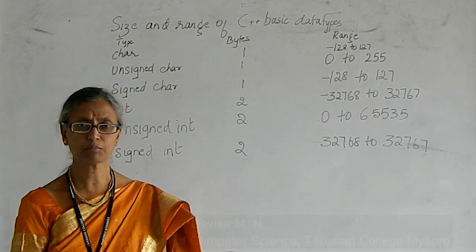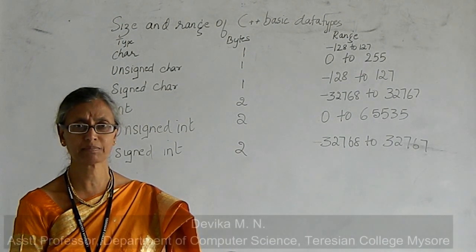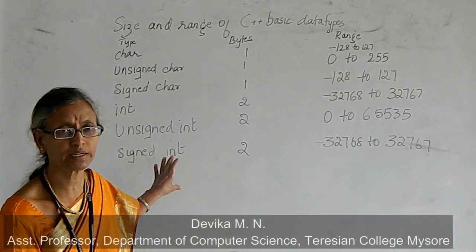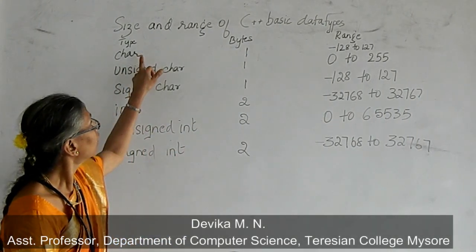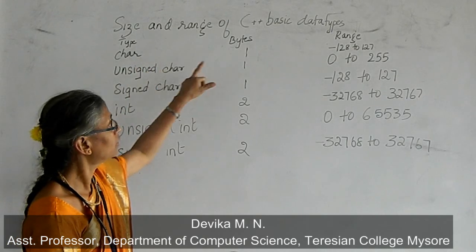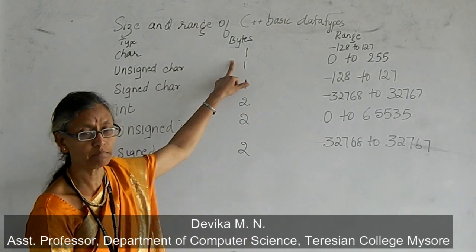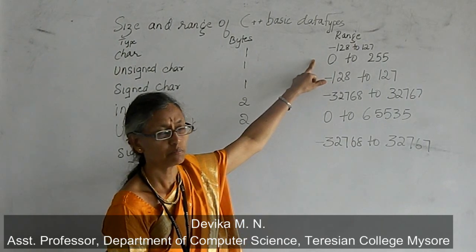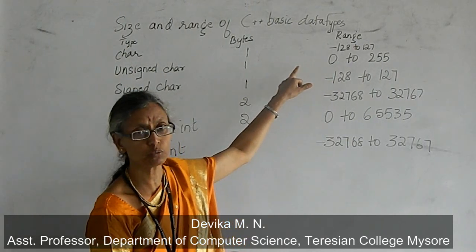Today we will discuss C++ basic data types. I have written a few of the data types over here. Let us have a look at that. Character data type occupies 1 byte and the range of values it can store is -128 to 127.